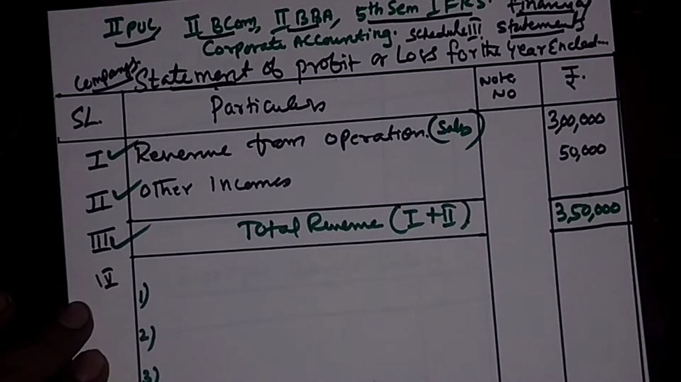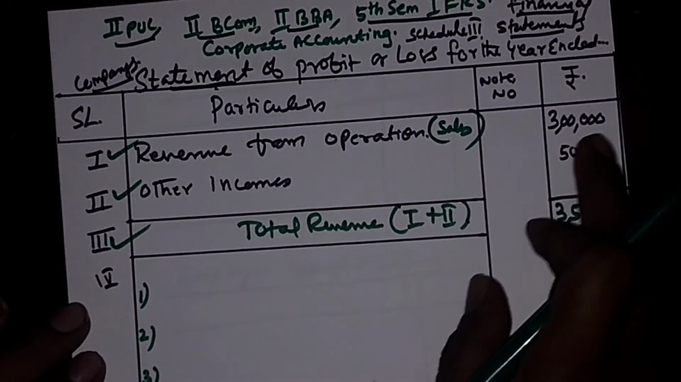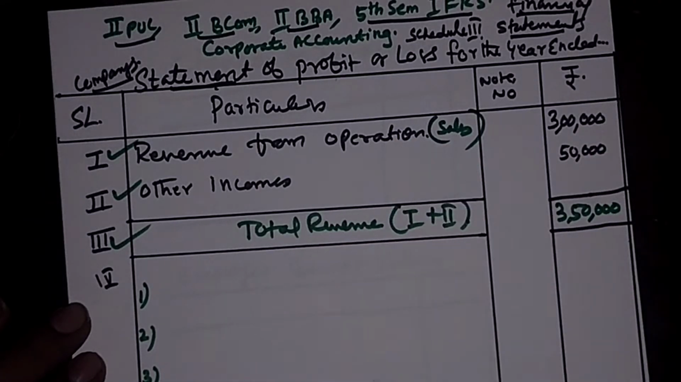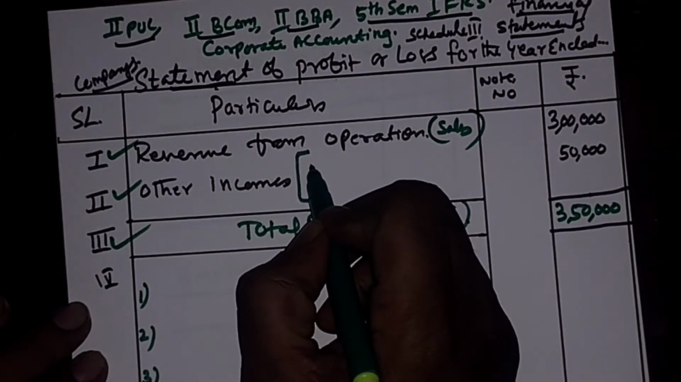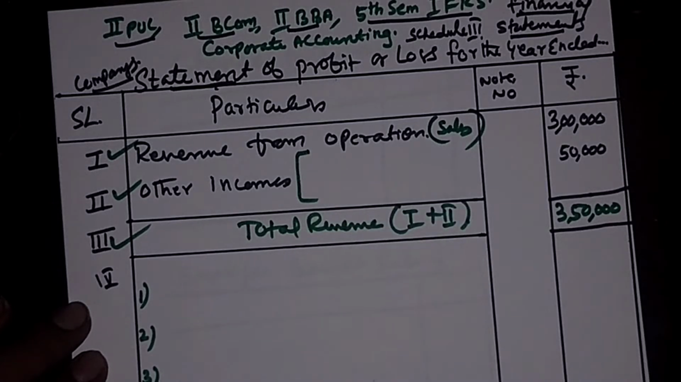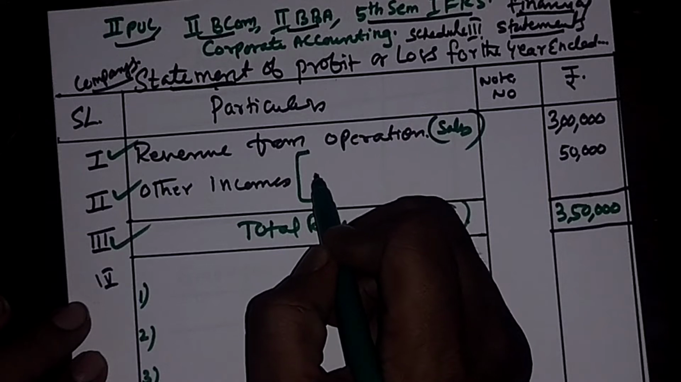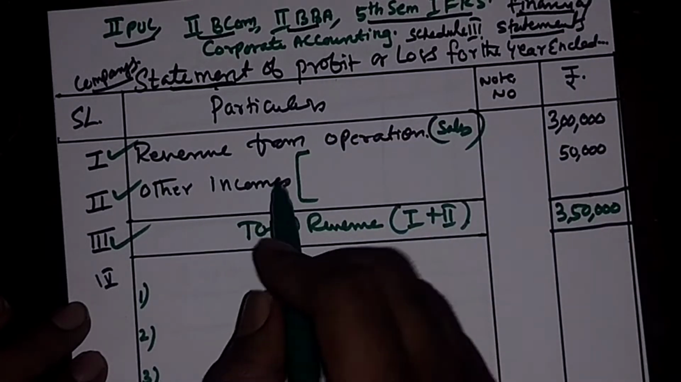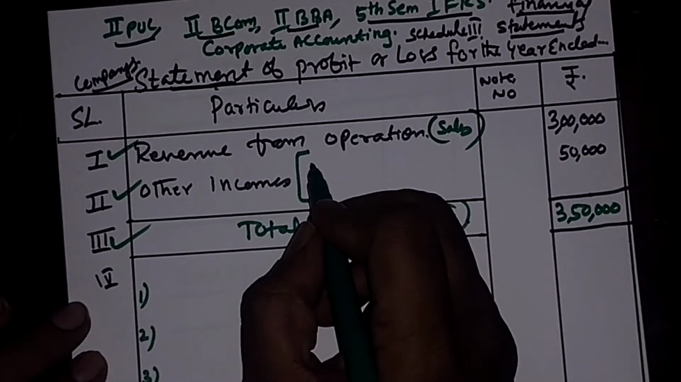I hope I have made it very easy to make you understand. Revenue from operation, other incomes. What is this revenue from operation? Sales. What is this other incomes? This other income is, for example, profit on sale of asset. For understanding purpose, I will write it here, but actually these entries will not appear here. Since this is the explanation, I will write it here again. What are these other incomes?